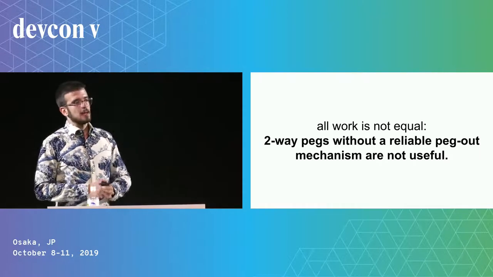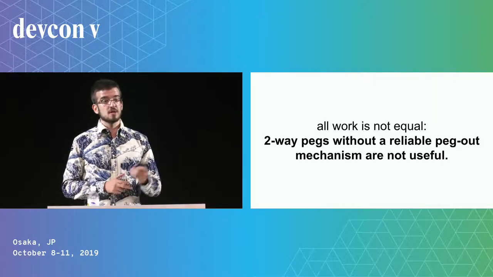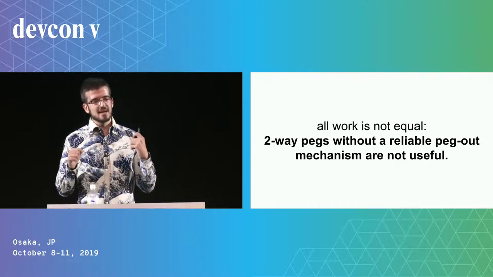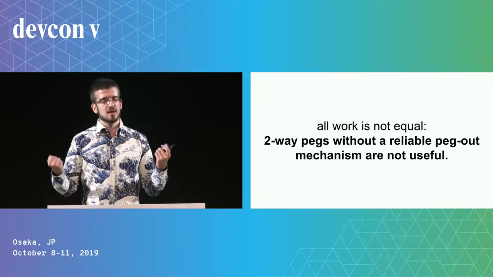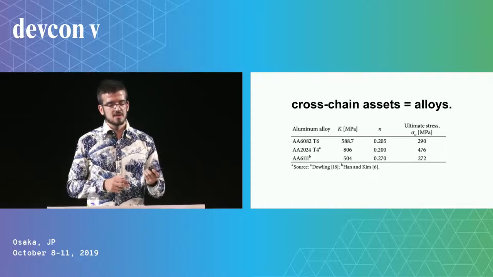The problem here is that all work is not equal. If I have the Bitcoin chain with a bunch of hash rate and a bunch of ASICs, and the Ethereum chain with the GPUs and a different hash rate, having an asset on the one chain and on the other chain, even if it represents the same kind of collateral, it's not actually the same.